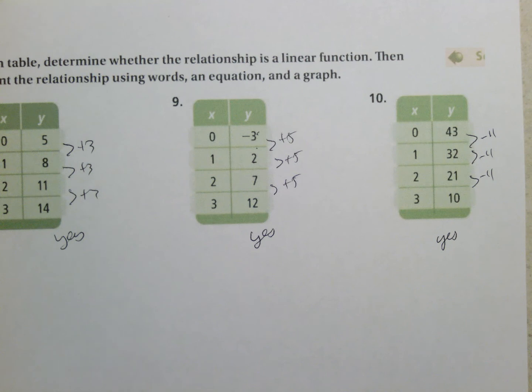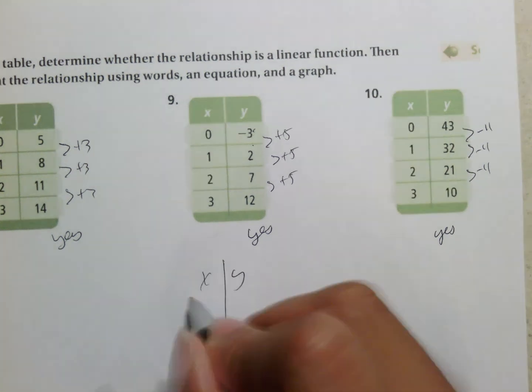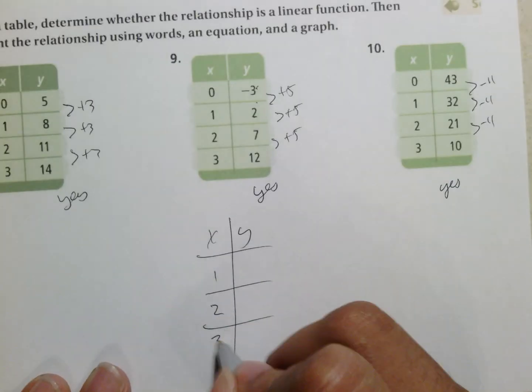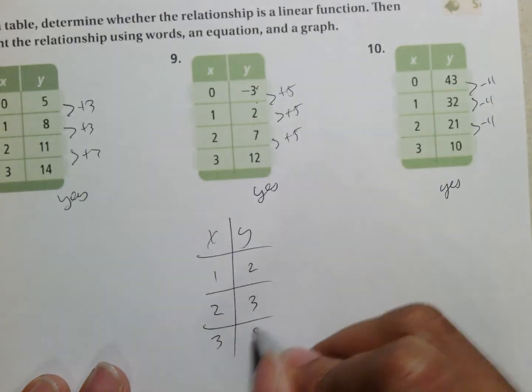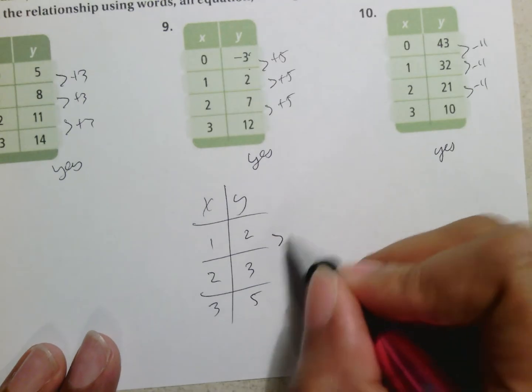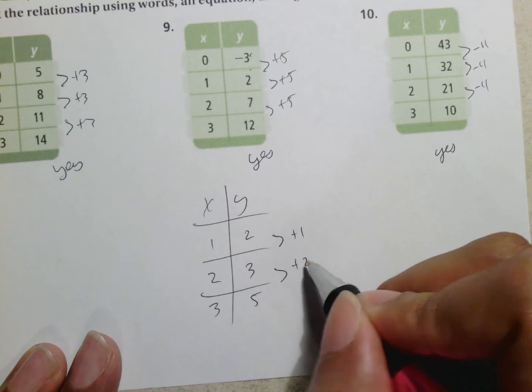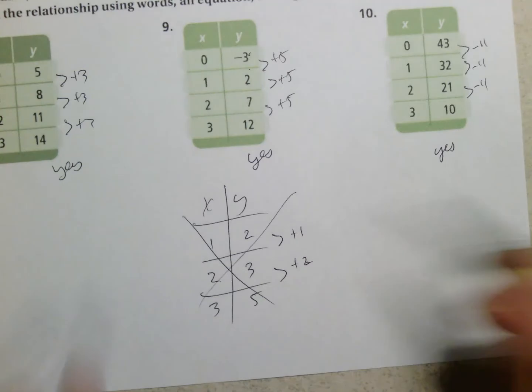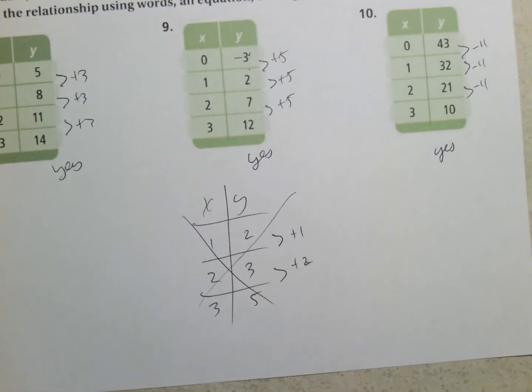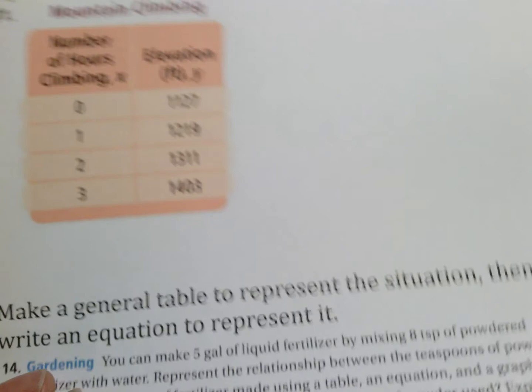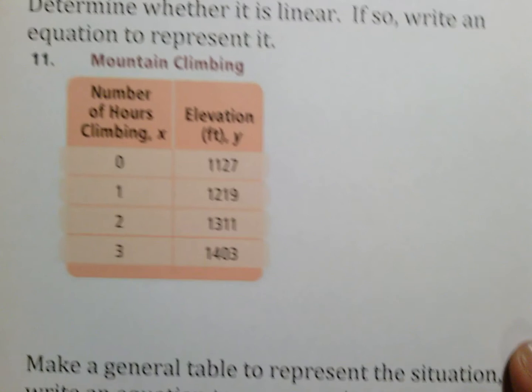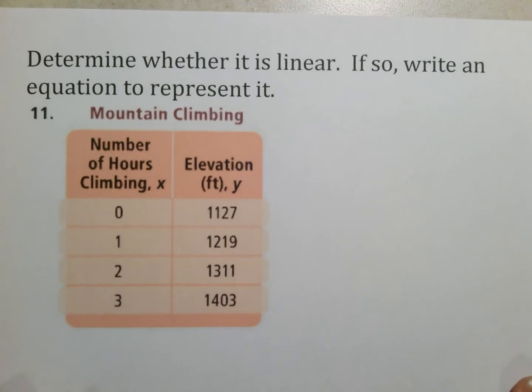What would happen is the one that's not linear is something like this, where it's a difference of 1 and then it's a difference of 2. Once you see that different number, that cannot be linear. So again, that's what you're looking at if it asks if it is a linear function. Because again, a linear function is going to have the same rate of change no matter what.